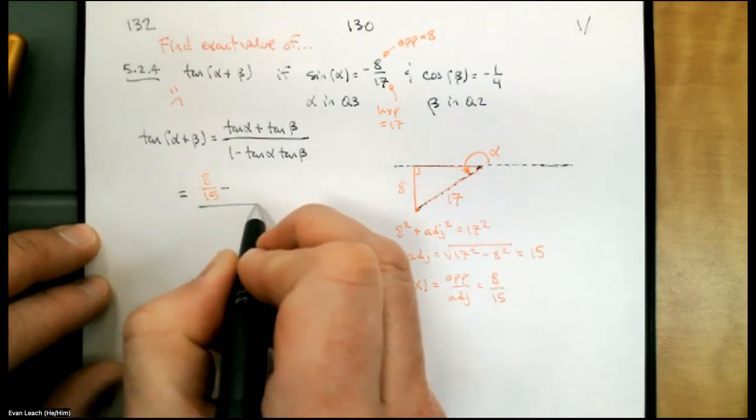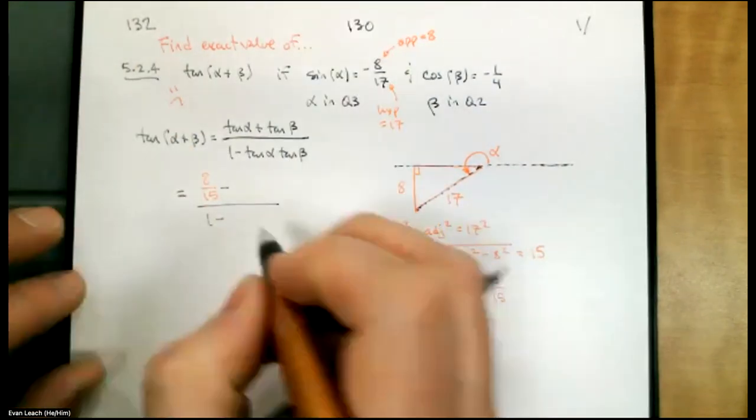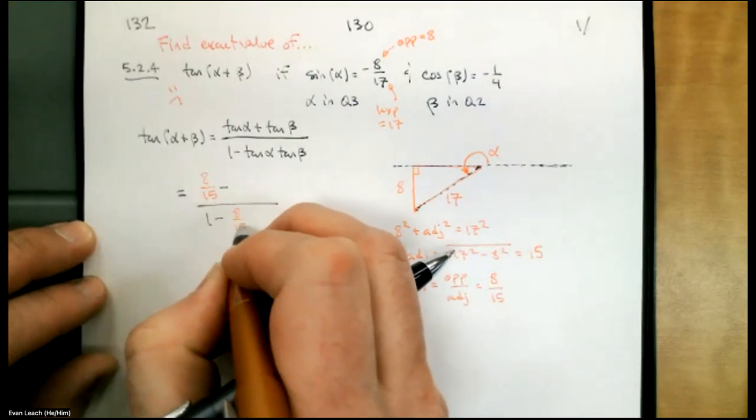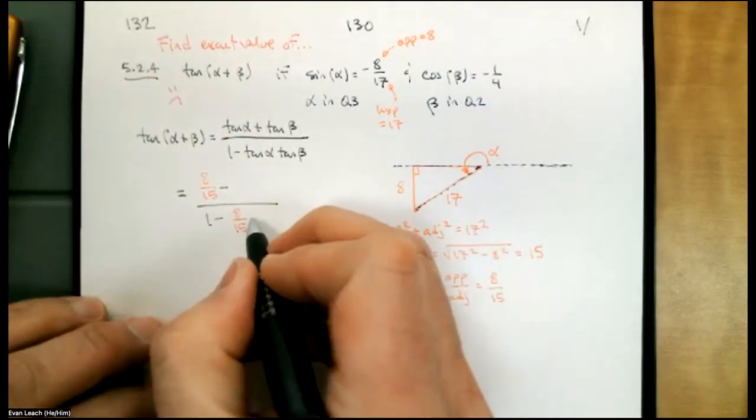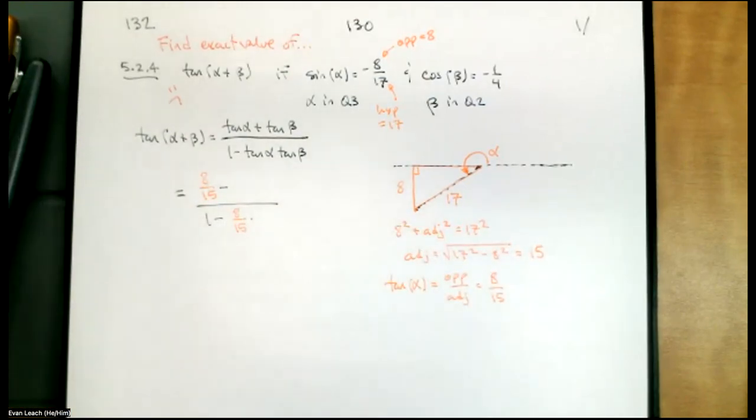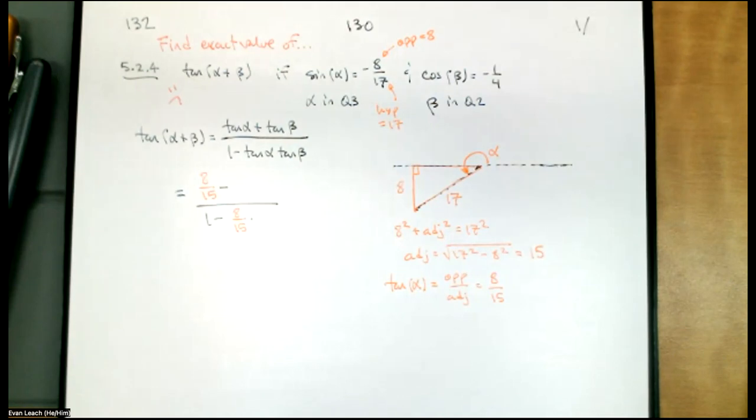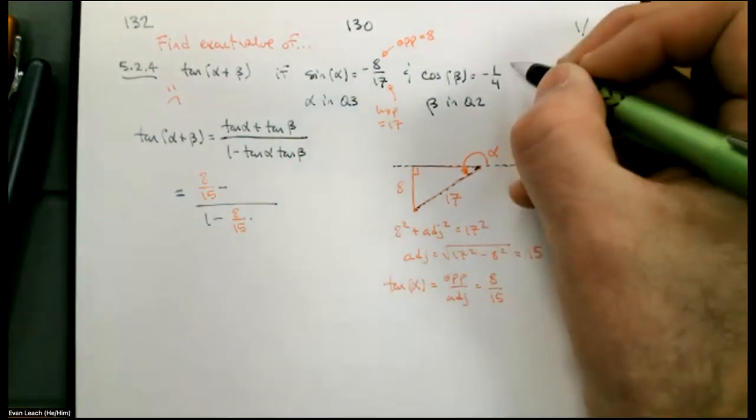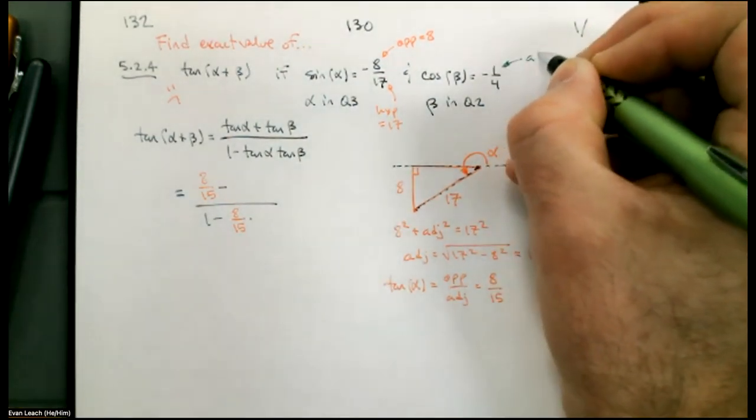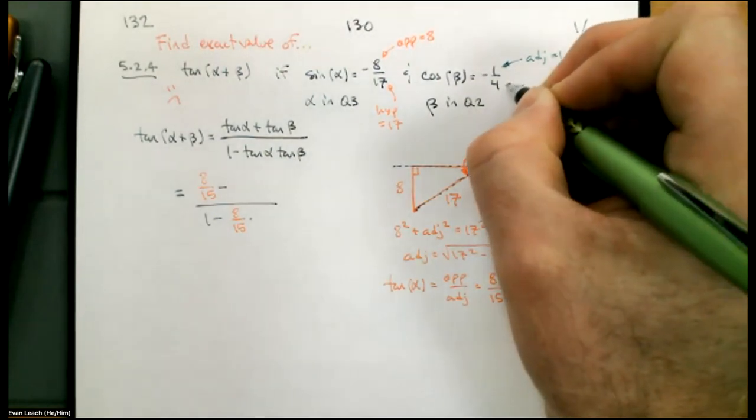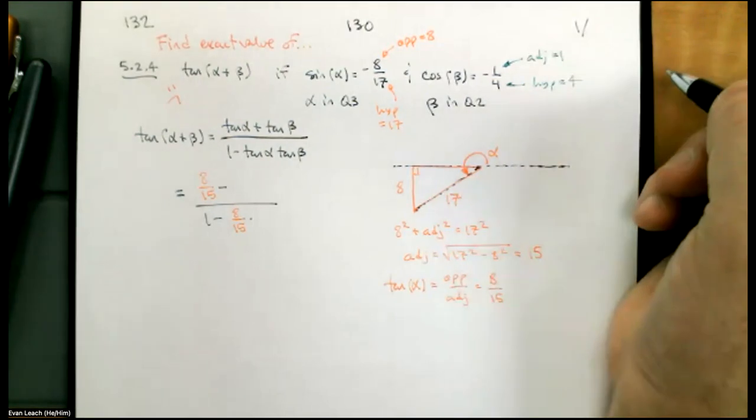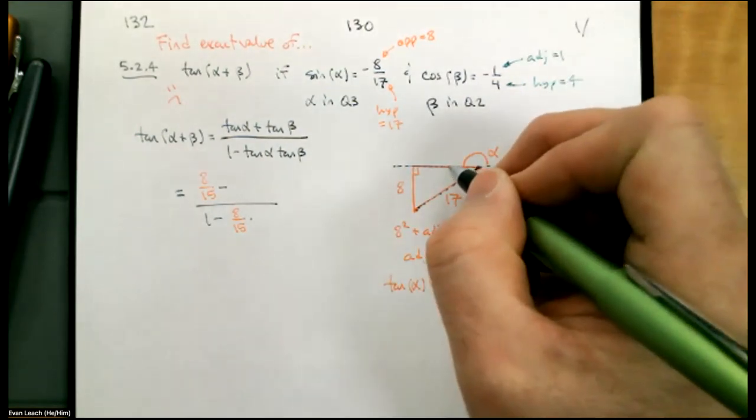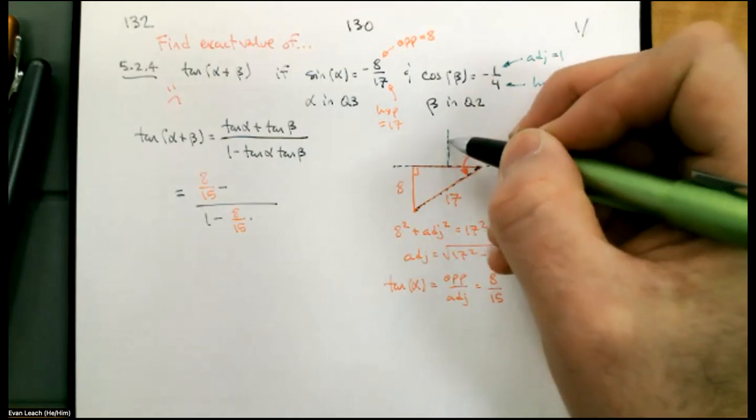Then we need tangent of beta next, and we're going to do the same thing. So cosine of beta is -1/4, and beta is in quadrant 2. So I'm going to draw an angle with an adjacent side of 1 and a hypotenuse of 4. And I'm going to put this in the second quadrant. So an adjacent side of -1 and a hypotenuse of 4.